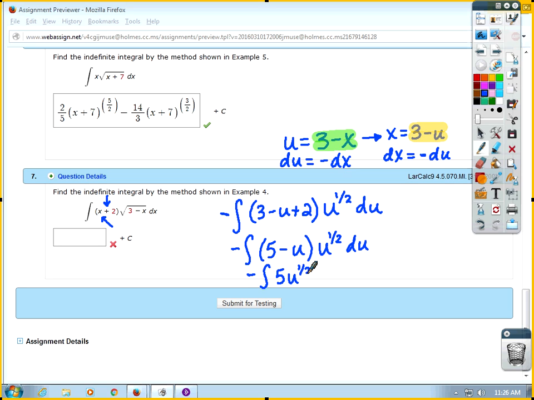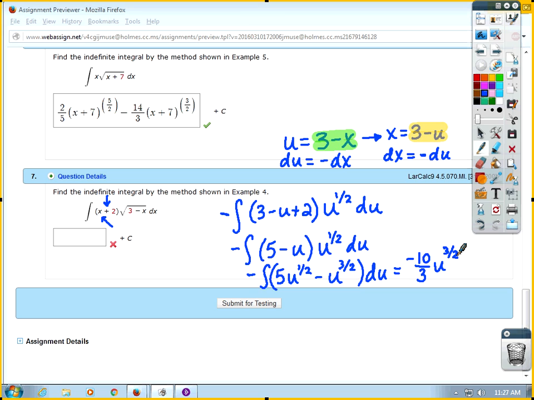So we need to distribute. So that's 5u to the 1/2 minus u to the 3/2. That's adding your exponents, 1 plus 1/2, du. So the integral of each of those, so add 1 to 1/2, which is 3/2, and divide that by 3/2, or multiply by 2/3. So I think we're going to get 10 over 3, and we have a negative in the front. So negative 10 over 3, u to the 3/2.